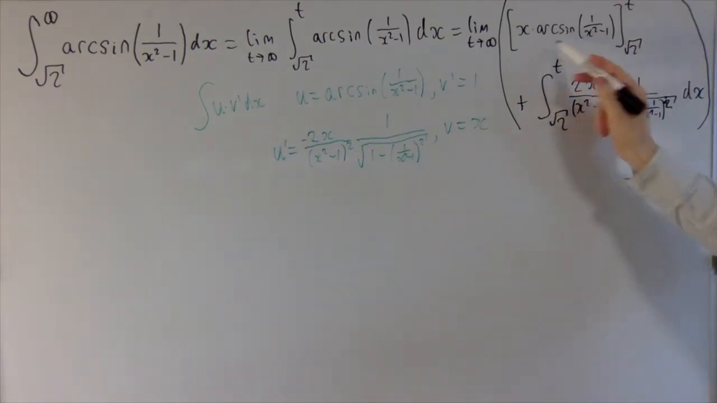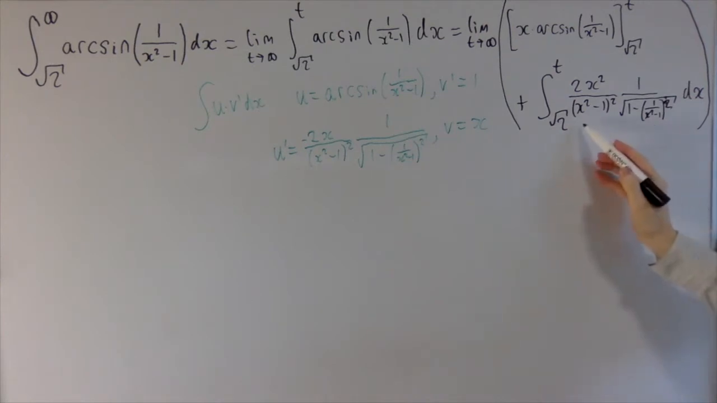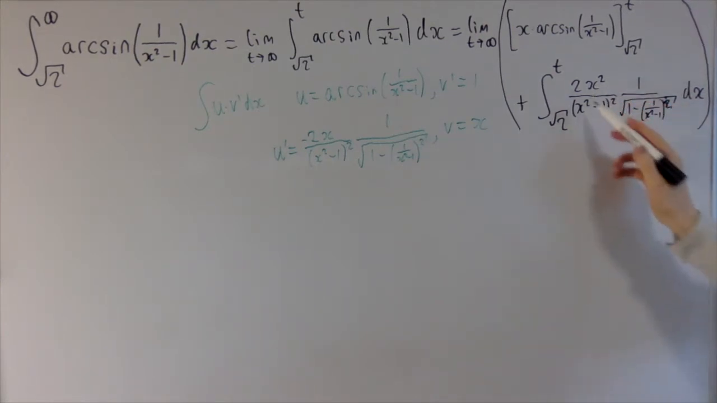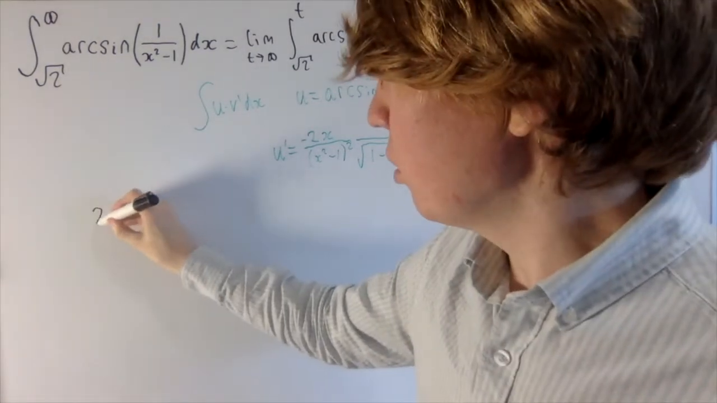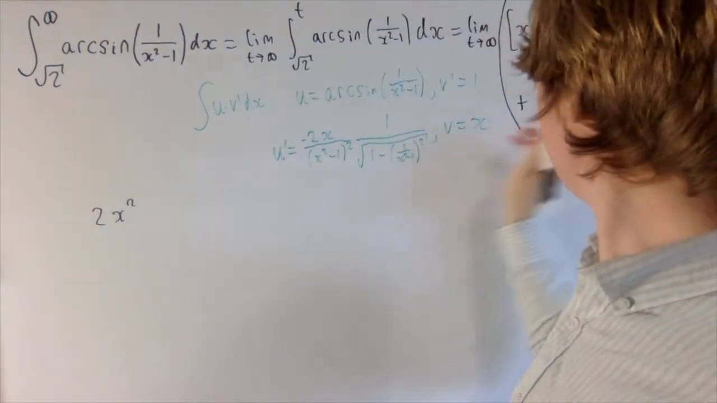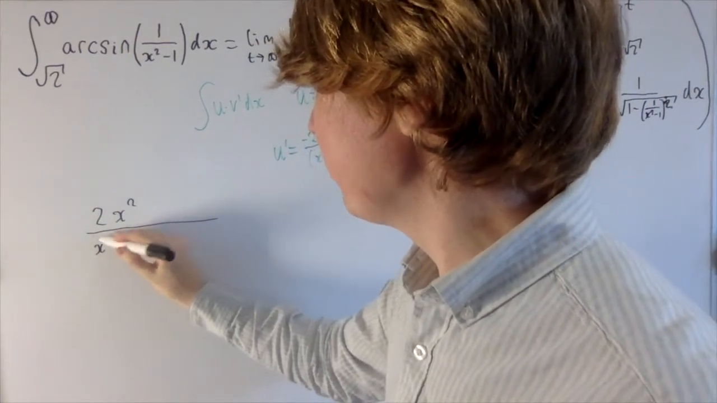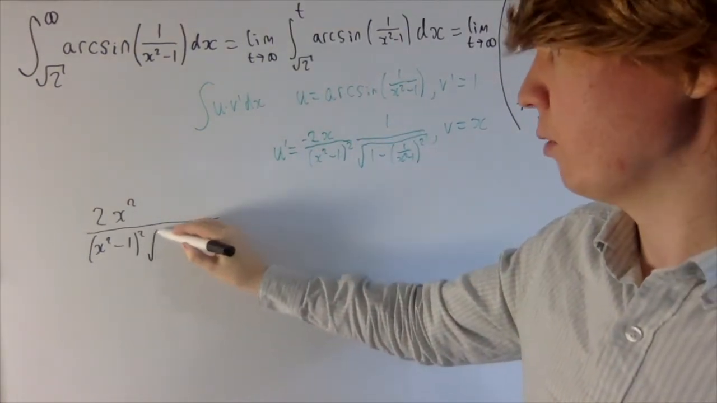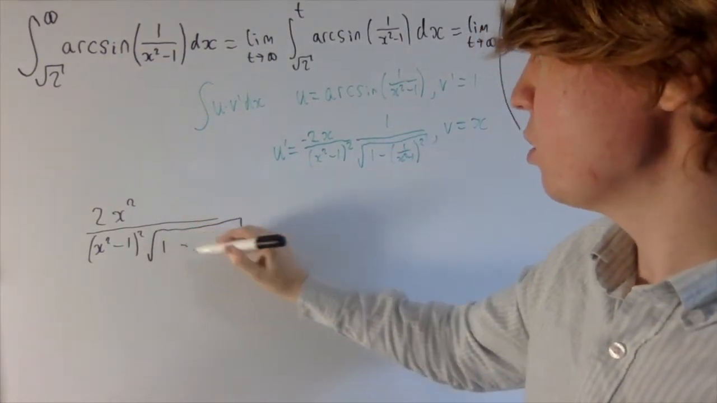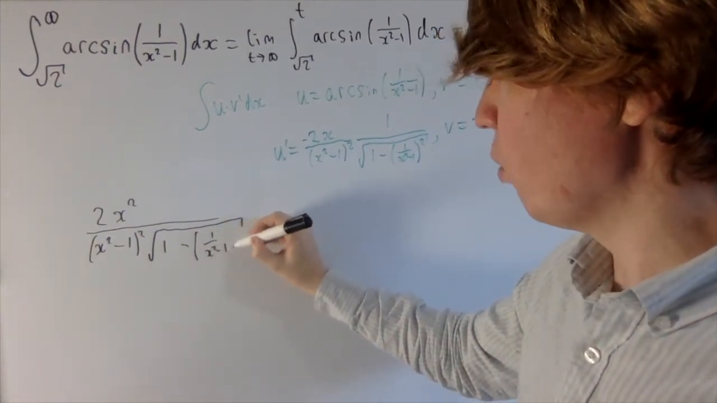So now we could work with the limit here. This thing's probably not too bad, but I think the next step, what we really need to do to solve this problem, is try and simplify this function here. So this is definitely a bit of a mess at the moment. Okay, so let's write it out again. We've got 2x squared over x squared minus 1 all squared. And then we've got a square root of lots of nasty stuff here: 1 minus 1 over x squared minus 1 all squared.